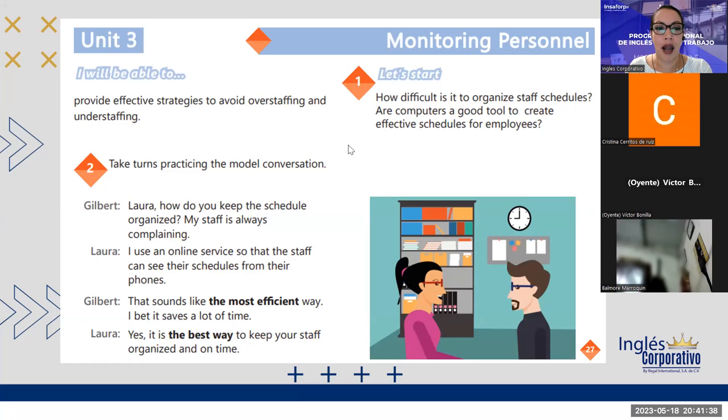Laura, how do you keep the schedule organized? My staff is always complaining. I use an online service so that the staff can see their schedules from their phones. That sounds like the most efficient way. I bet it saves a lot of time. Yes, it is the best way to keep your staff organized and on time.